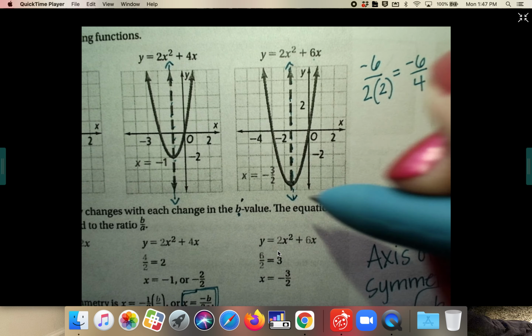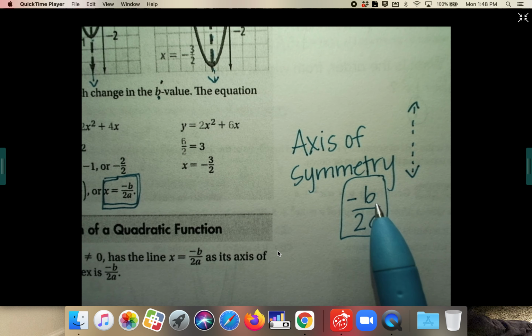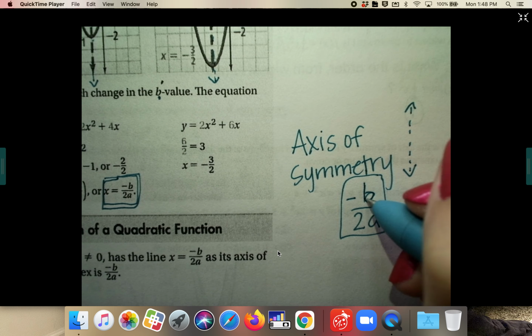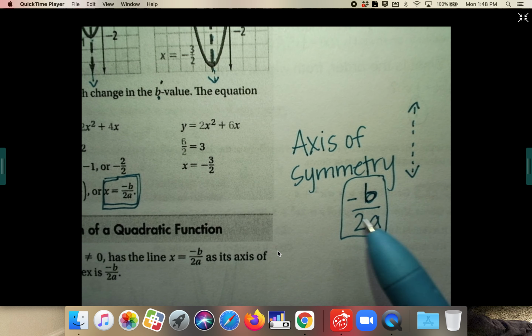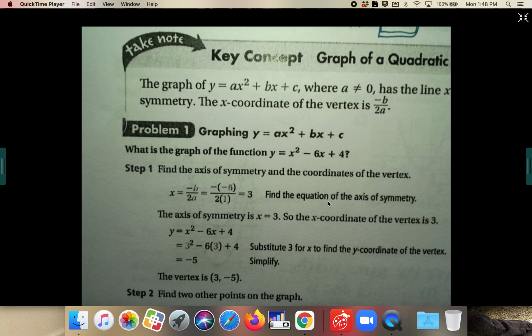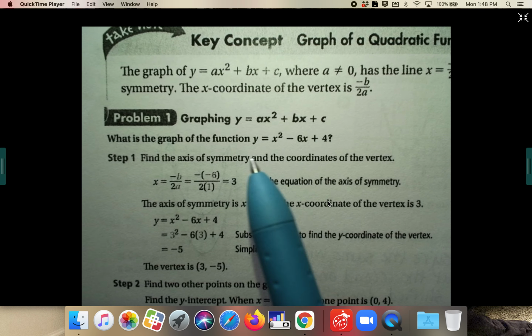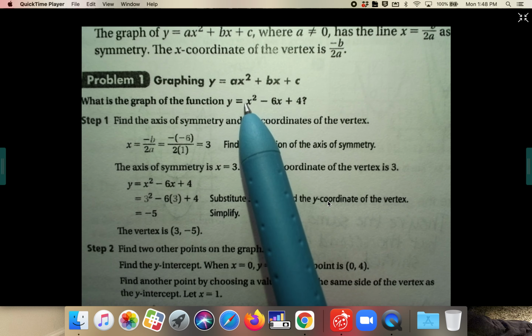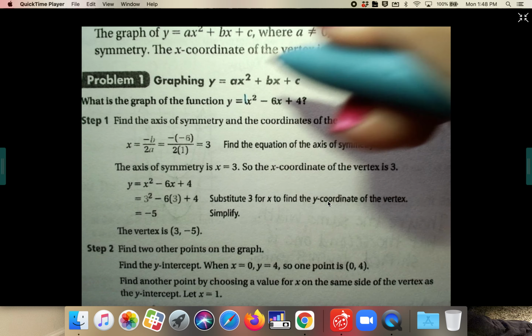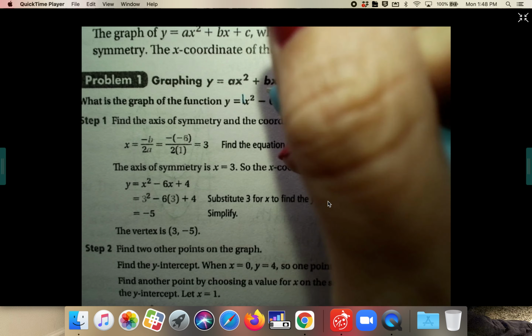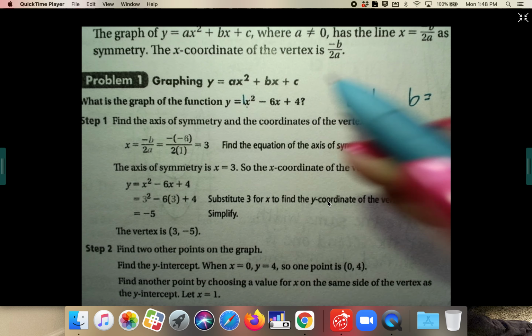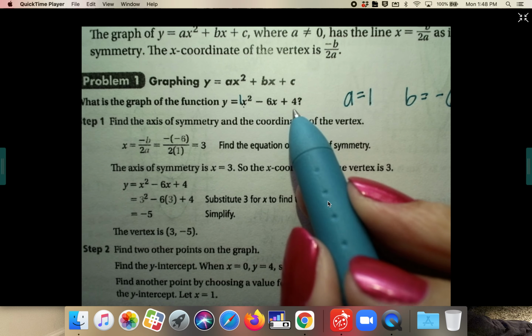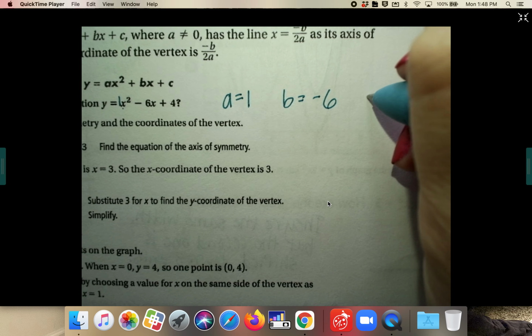So you really need to make yourself familiar with opposite b, that looks like a 6, but that's supposed to be a B. Opposite b over 2a. That is how to find the parabola's axis of symmetry every time. So if we were doing this problem, it's always a good idea to write them off to the side. My a term is 1. My b term is negative 6. And my c term is 4.